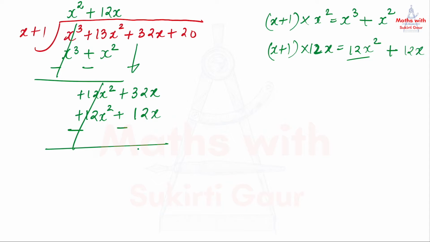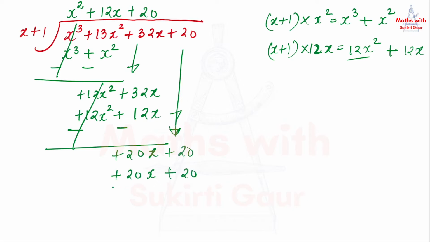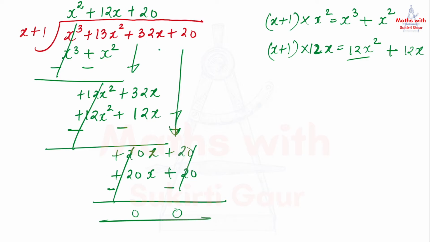Here we are going to get 20x, that too in positive, and this plus 20 is going to get down here. Okay, so now we want 20x. So here we are going to place 20 such that we are going to get 20x. Along with that we are going to get 20. So here also these get cancelled out, and we are left with 0. We are done with the division, and we have got here x square plus 12x plus 20.